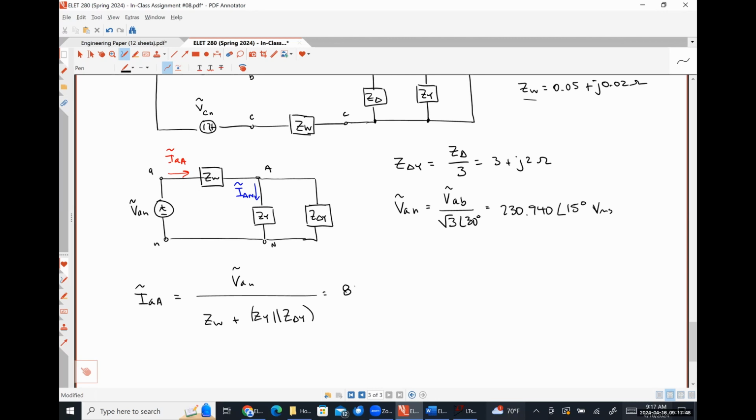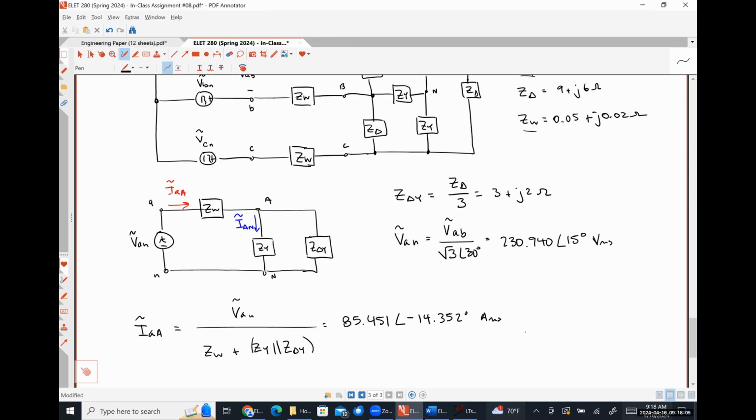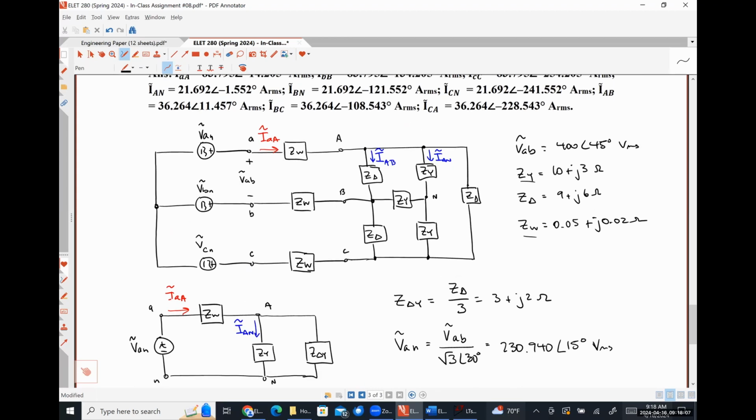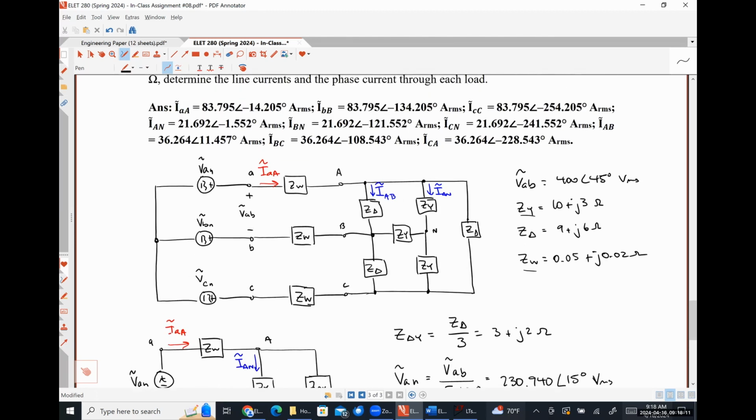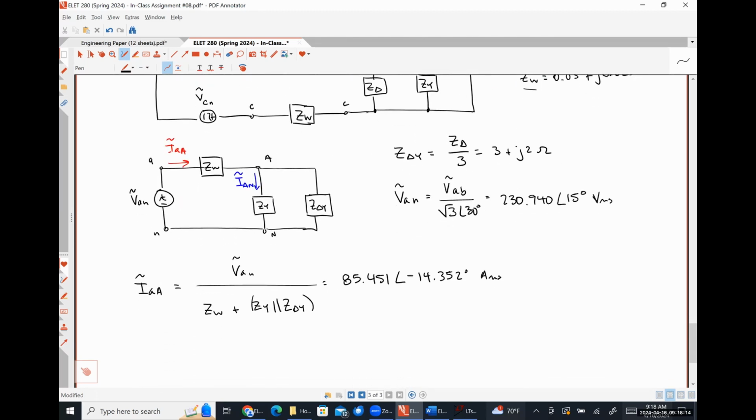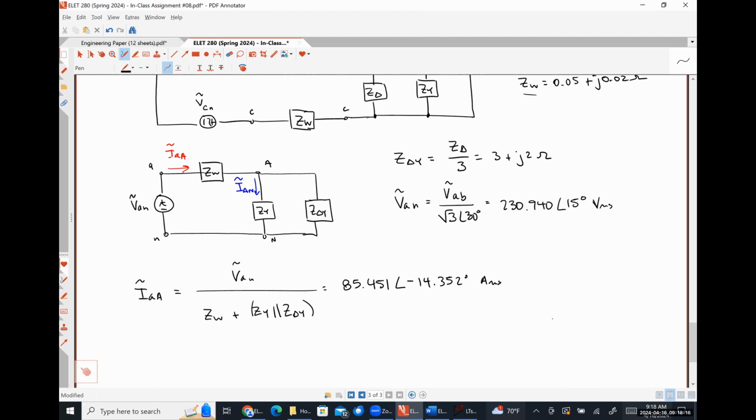I got 85.451 with an angle of negative 14.352 degrees amps RMS. Yeah, it's off a little bit. I probably just fat fingered something in the calculator, but the process. Oh, I forgot the ZW. That's why.